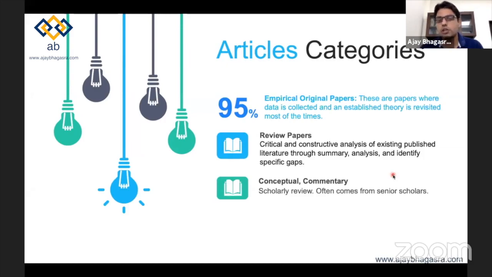The third is conceptual and commentary. These are scholarly reviews, and they often come from senior scholars. As I was telling you about how to select a premier journal, if I look at a four-star journal, it is very difficult for me to publish. Likewise, if I try to publish a conceptual paper or a commentary today, it is very difficult for me to do that, right?